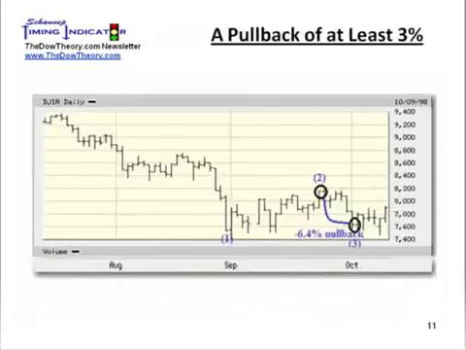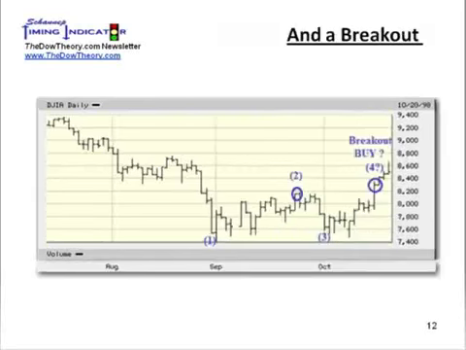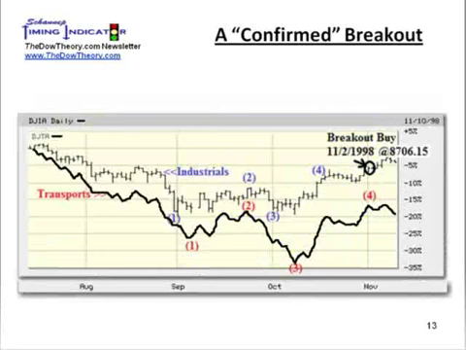Next thing that needs to happen is that pullback of over 3%. In this case, it was 6.4%, and it is holding barely above the sticks in the sand there at number 1. And finally, it goes back up through point number 2, above the bounce high, and that would appear to be a breakout, and that would be a Dow theory buy? Not so fast. We need to look at the transports for confirmation.